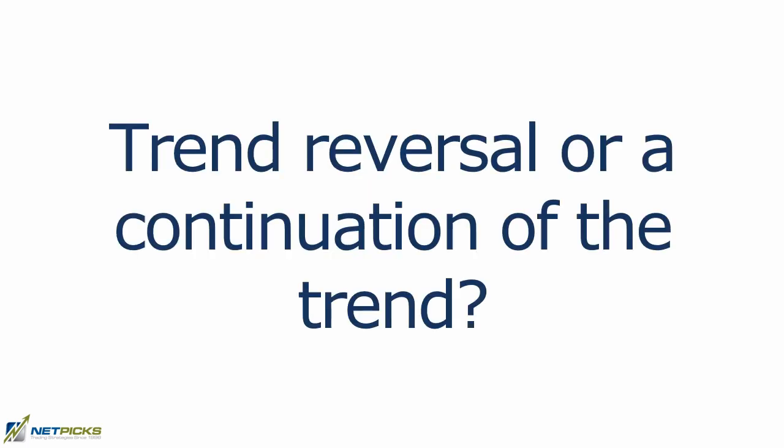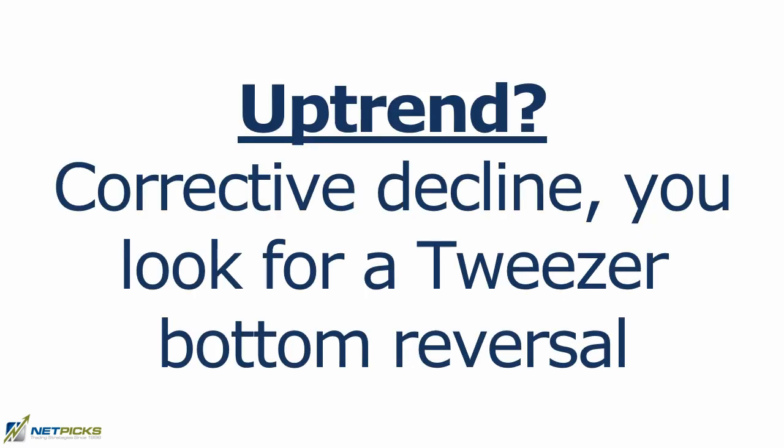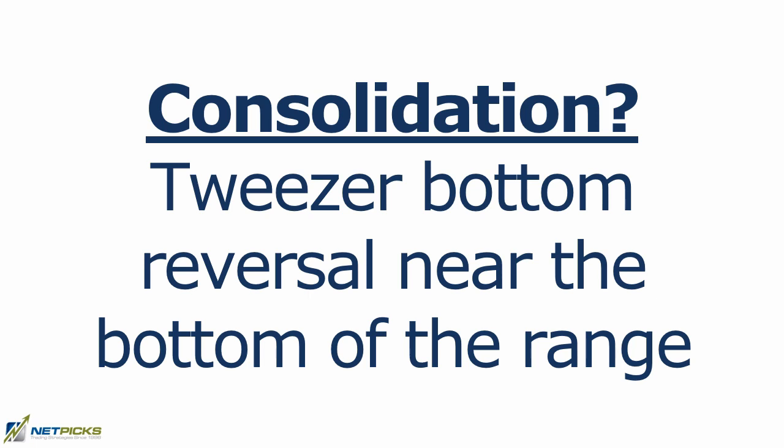Tweezer bottom. So are you looking for a trend reversal or a continuation of the trend? So price is in an uptrend, makes a corrective decline. You look for a tweezer bottom reversal. Uptrending price forms a sideways consolidation, right? Traders look for the tweezer bottom, reverses near the bottom of the range or just under the support level.